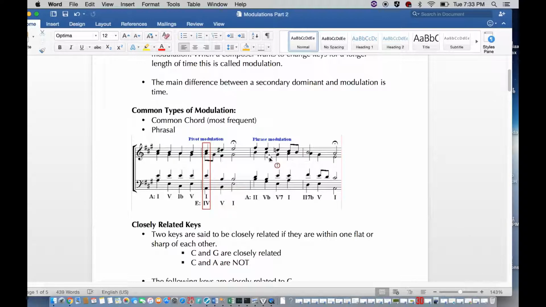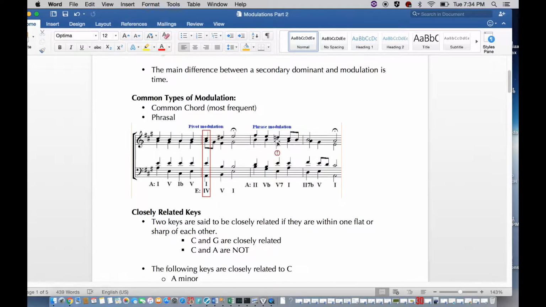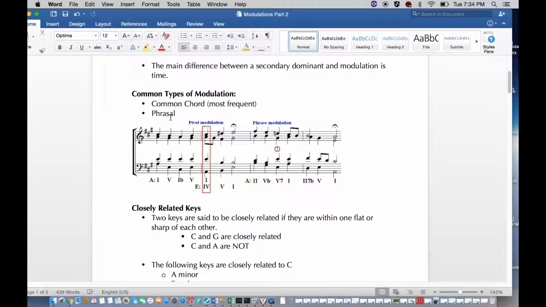Here, in this other example, these two bars, this would be a phrase modulation. A phrase modulation is sudden. There's no pivot chord. At the end of a phrase, you cadence in one key, and at the beginning of the next phrase, you're suddenly in a completely different key. So those are the two basic types of modulation that we're going to talk about for a little while in this class.